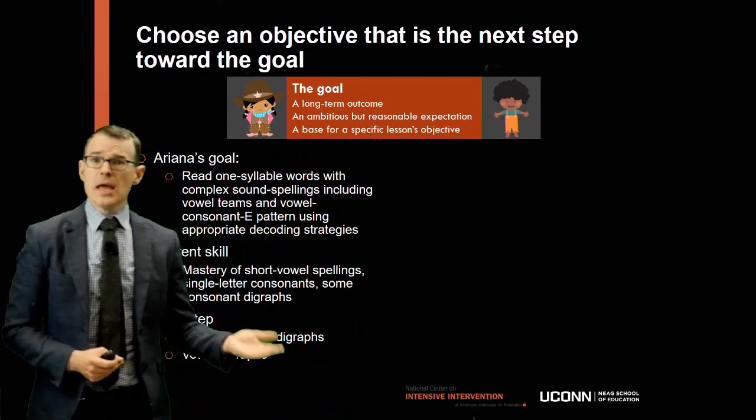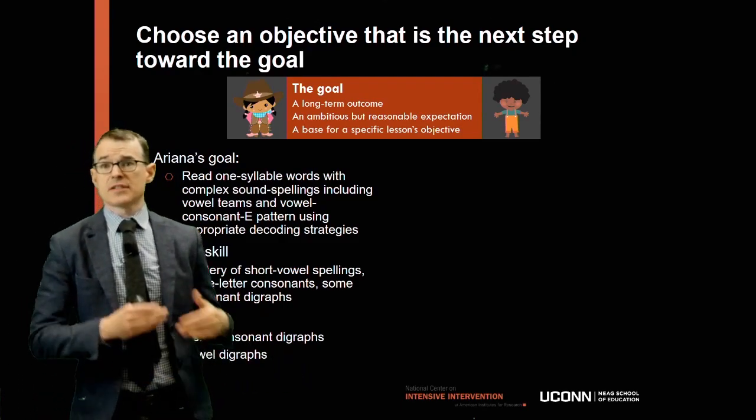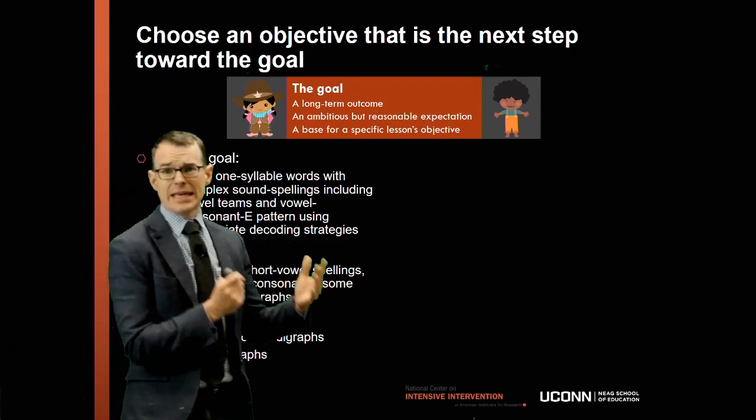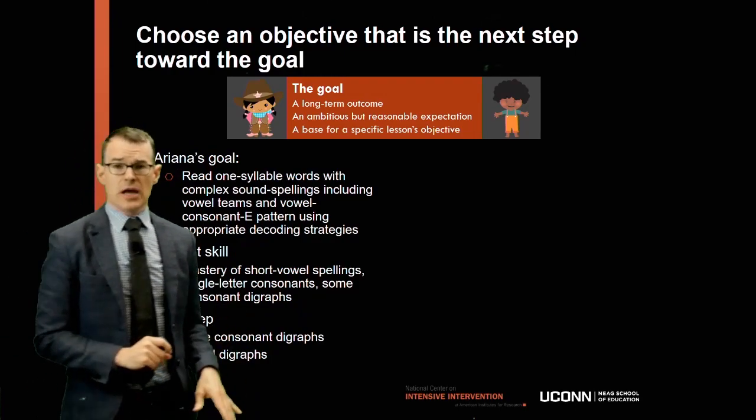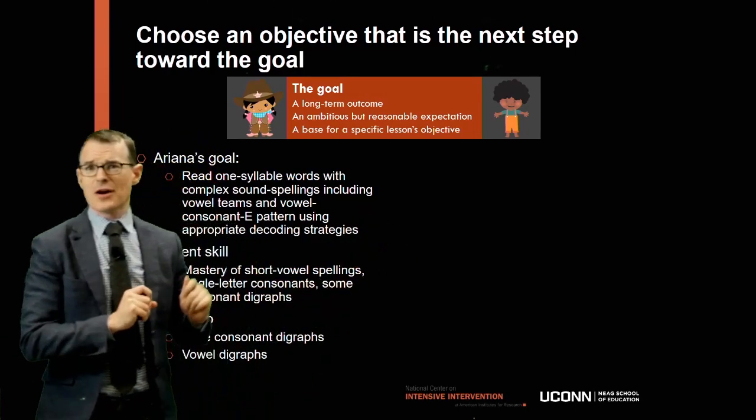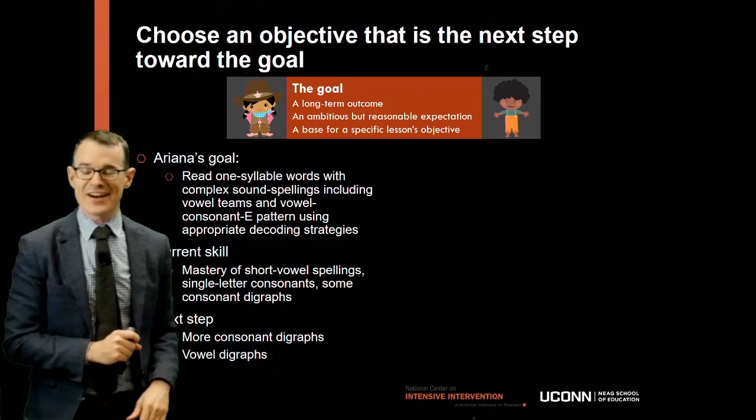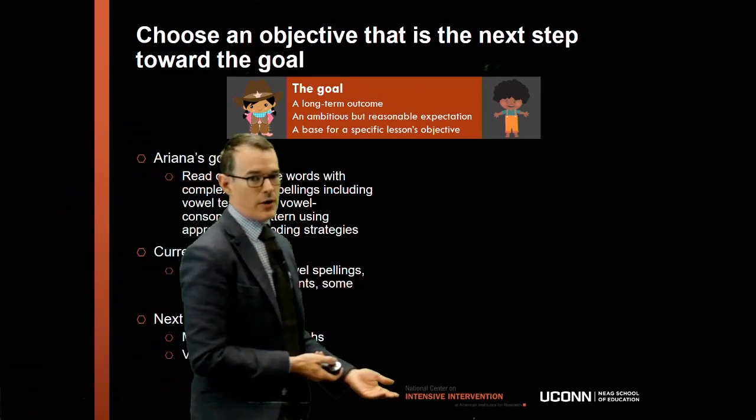There are lots of them, maybe more of them than there are consonant digraphs, and so if they're very common, something like ER or EE, those are different digraphs. ER is, I guess, not a digraph, it's an R-controlled vowel, but EE is a vowel digraph. That would be an appropriate focus for Ariana.